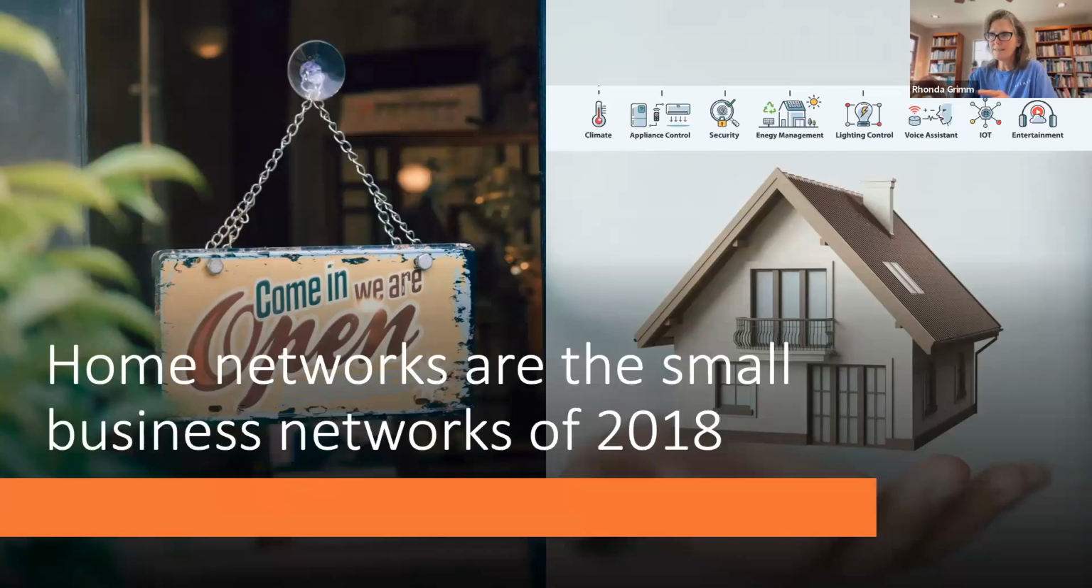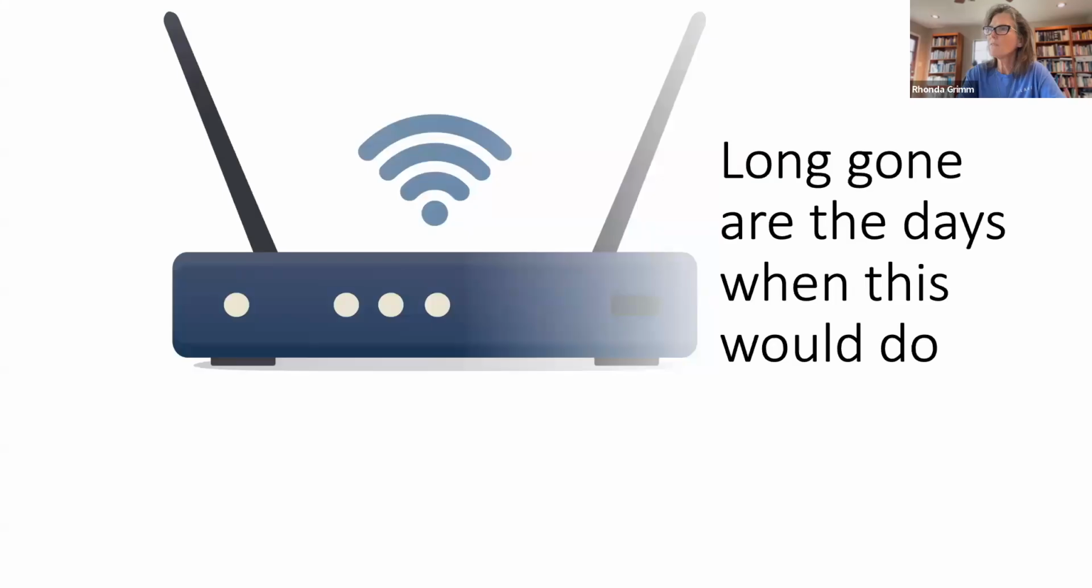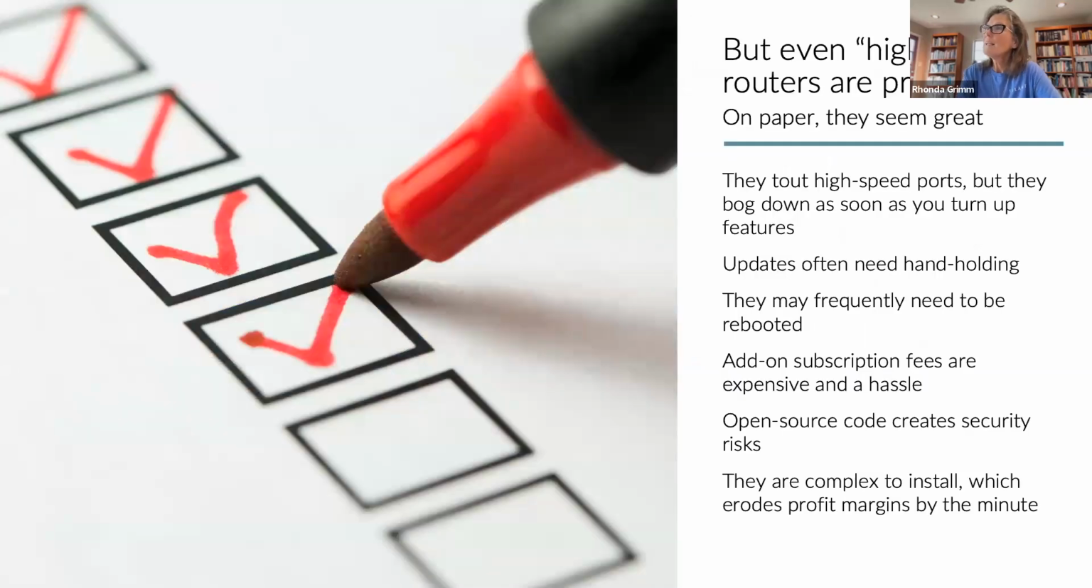Home networks today are like what small business networks were in 2018, let's say. There's so much to home networks now: climate, appliances, smart this, smart that, voice assistants, IoT. So home networks are coming under great amounts of load. Long gone are the days when you could just get a cheap wireless router and everything was great. But even the high-end routers are problematic. On paper, they check a lot of boxes.